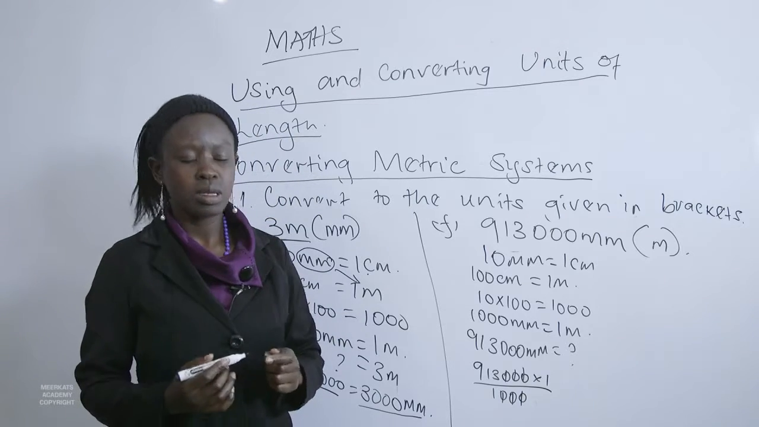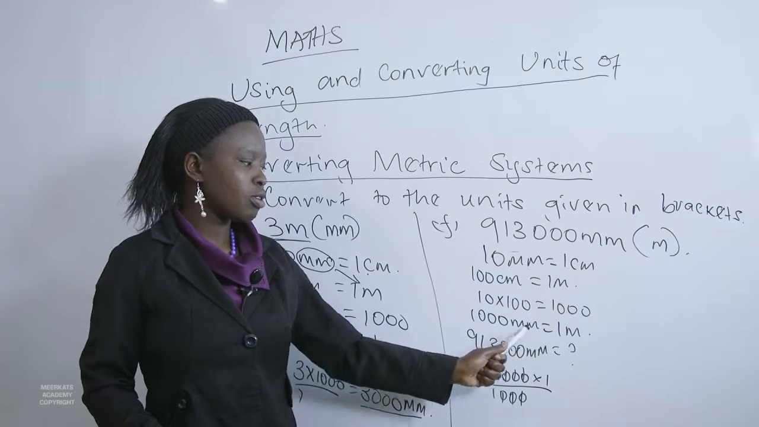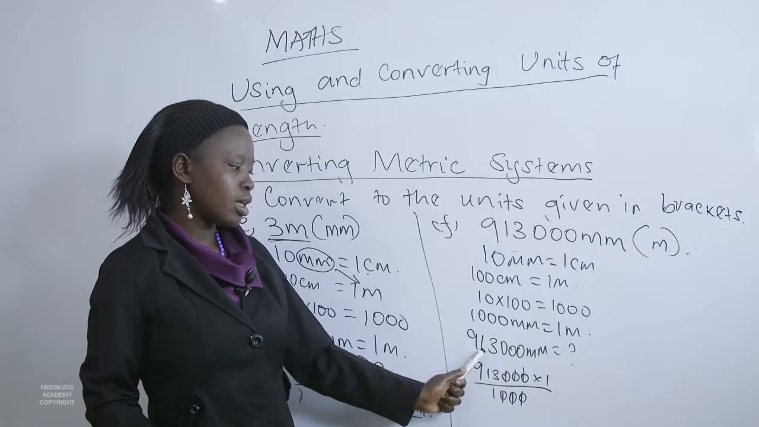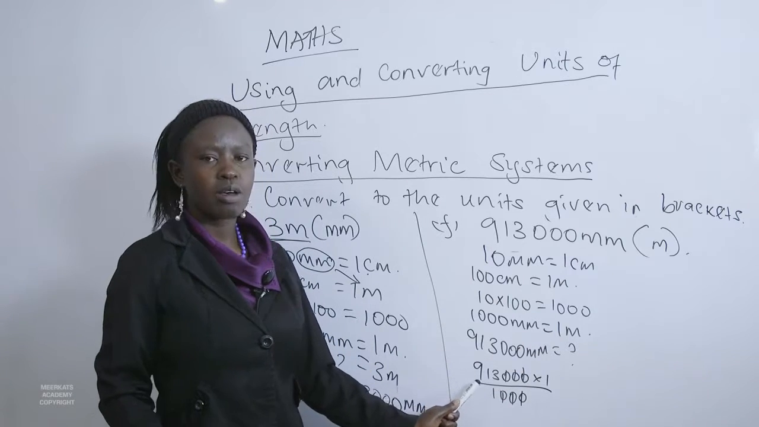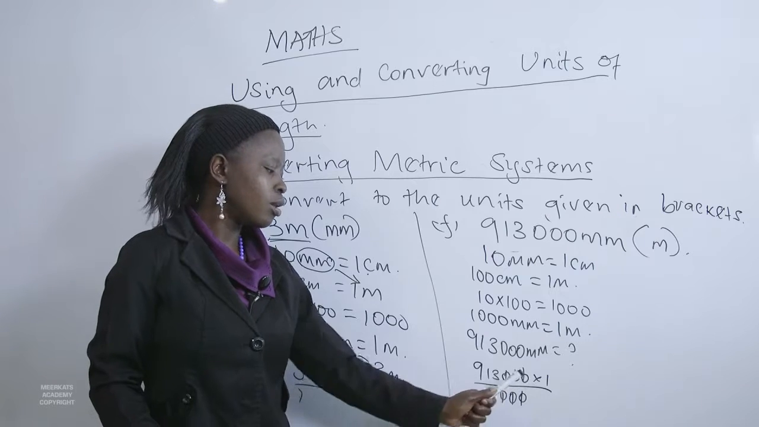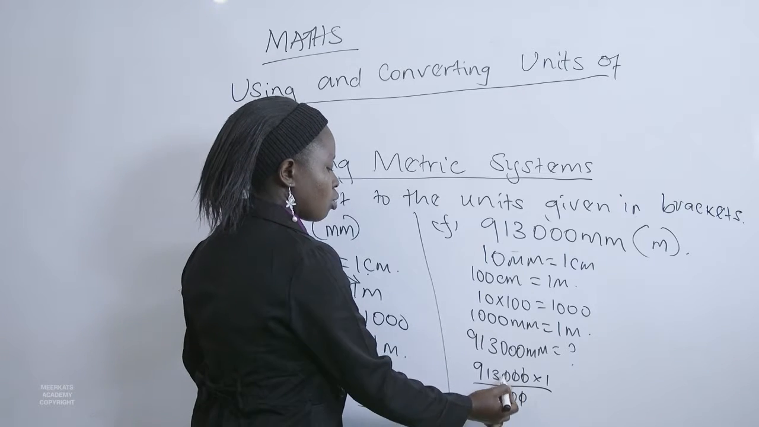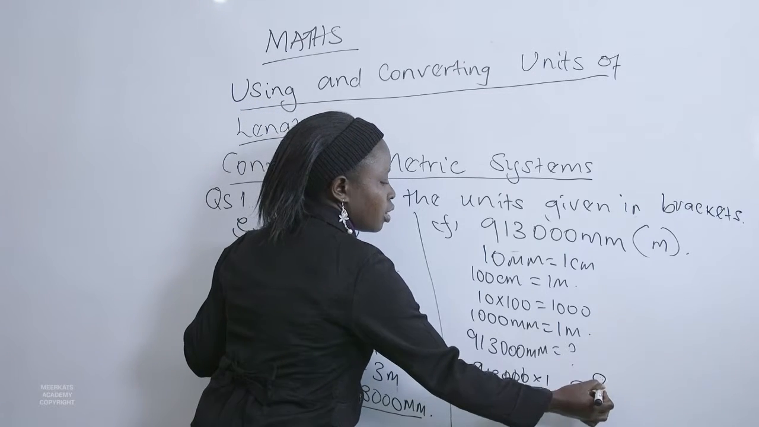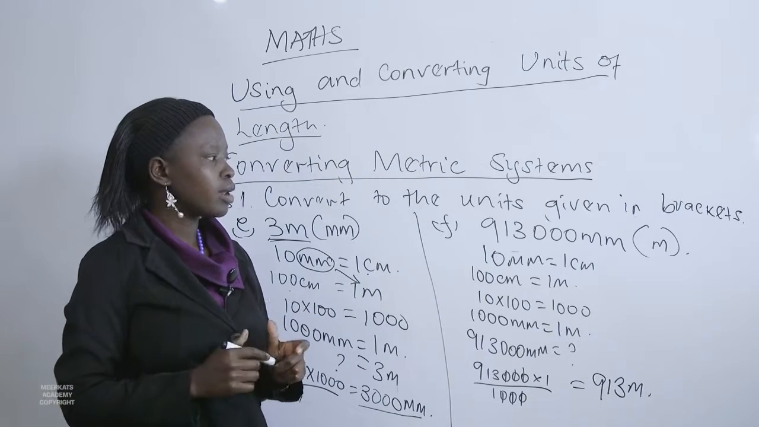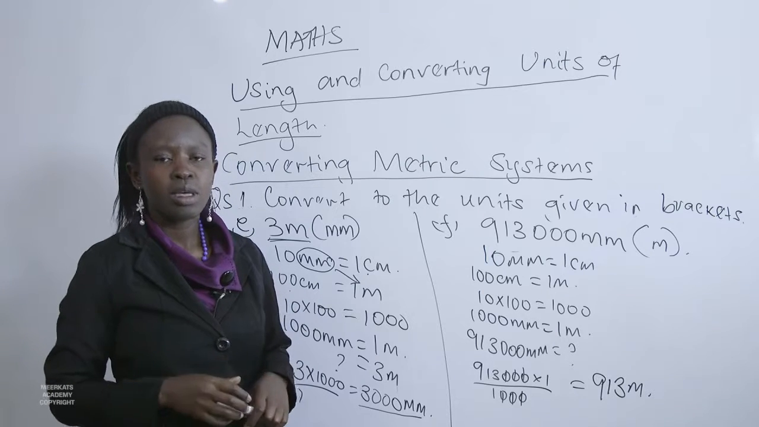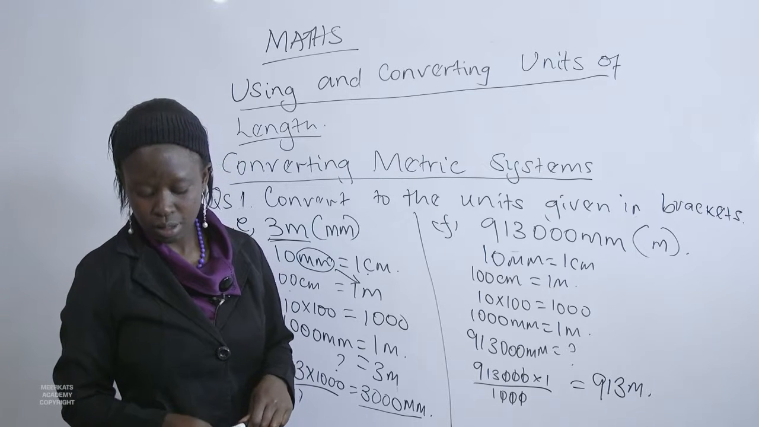So that means 1,000 millimeters is equal to 1 meter. So if 1,000 millimeters is 1 meter, we are having 913,000 millimeters. How many meters are there? So this means we have 913,000 times 1 divided by 1,000. And that means the zeros cancel out and we are left with 913 meters. So 913,000 millimeters is equal to 913 meters.